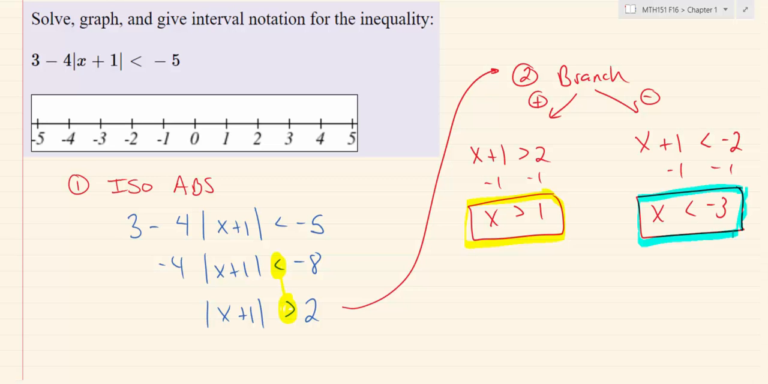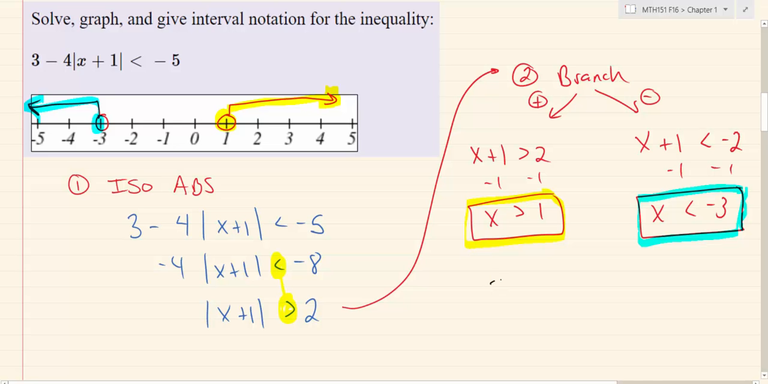Now that we have the two solutions, we'll graph each one on our number line. For the first solution, we'll put an open dot at 1 and an arrow going to the right. For the second solution, we'll put an open dot at negative 3 and an arrow going to the left. Now we have to make a decision. Is this an AND situation, where we're looking for the overlap of these two graphs, or is this an OR situation, where one solution or the other may be considered?